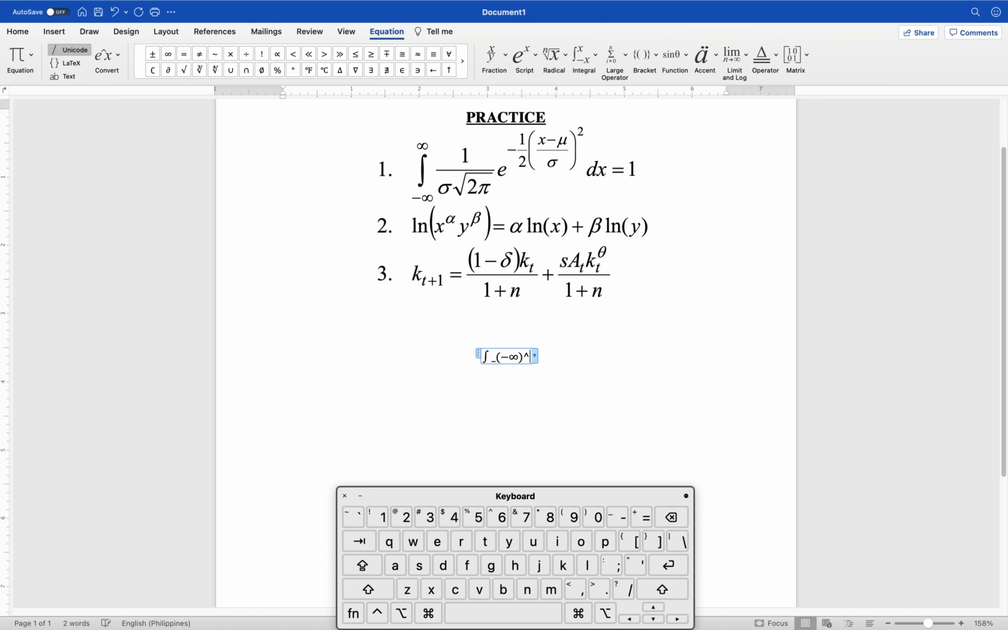We click on the caret, which is shift 6, and then we put the infinity above. And then if we click space, it will be underscore infinity, which is the lower limit, and raised to infinity, which is the upper limit. If I click space, it's going to show like this.